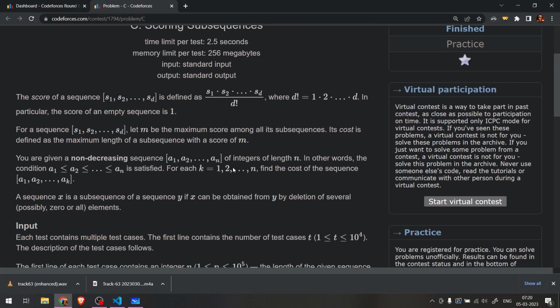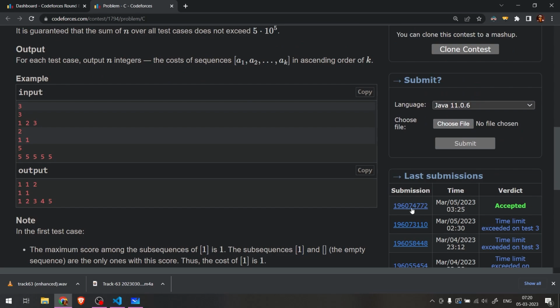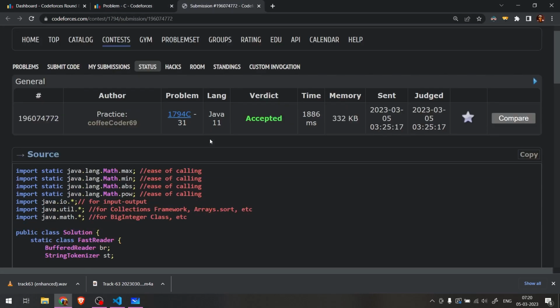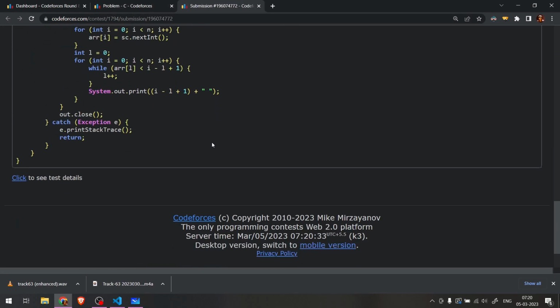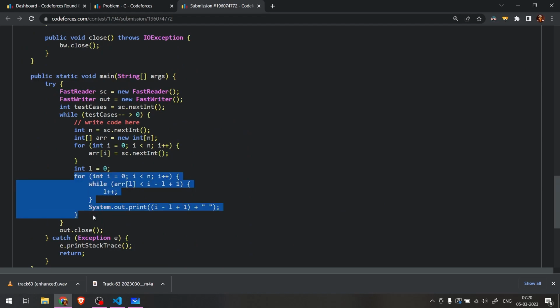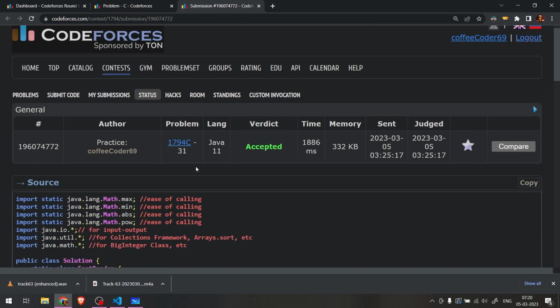So as you can see here, in this question, I'll look at my accepted submission. Yeah, this is the logic which I've implemented and it got accepted.